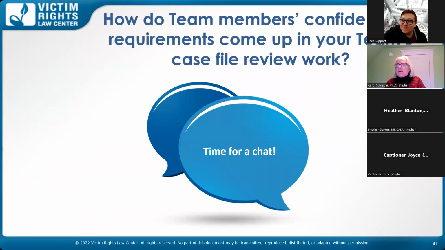Given all this, would you identify how team members' confidentiality requirements are coming up in your team's case file review work, those of you who have been engaged with that, please? The sorts of issues briefly, just issue spotting them. How does this come up? How does this all come up with your work?